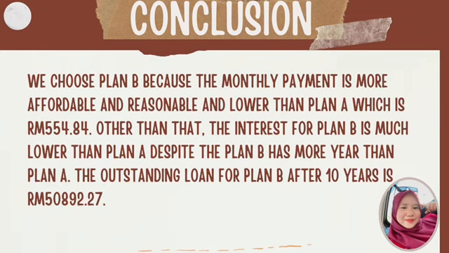Next, the conclusion is we choose plan B because the monthly payment is more affordable, reasonable and lower than plan A, which is RM554.84. Other than that, the interest for plan B is much lower than plan A, despite plan B having more years than plan A. The outstanding loan for plan B after 10 years is RM50892.27.